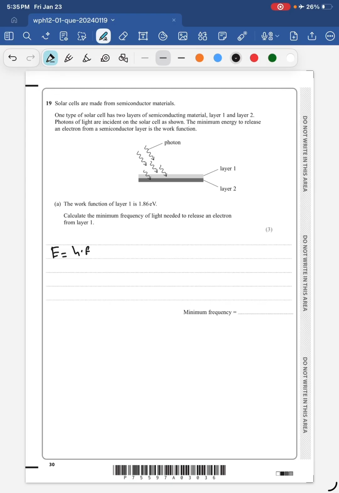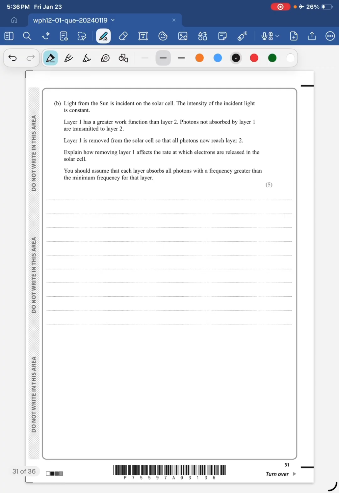So energy is H times the frequency. So the frequency is energy over H, and they give us the energy as 1.86 electron volts, and 1 electron volt is 1.6 times 10 to the negative 19 joules. And then H is 6.63 times 10 to the negative 34. And this results in 4.49 times 10 to the 14 hertz. And that's the answer. B.